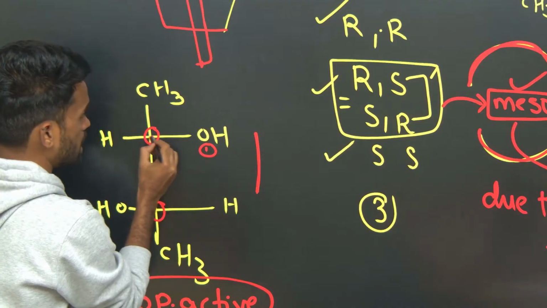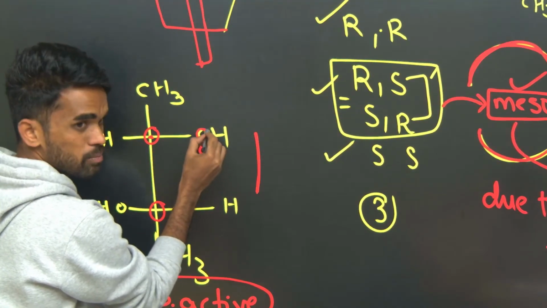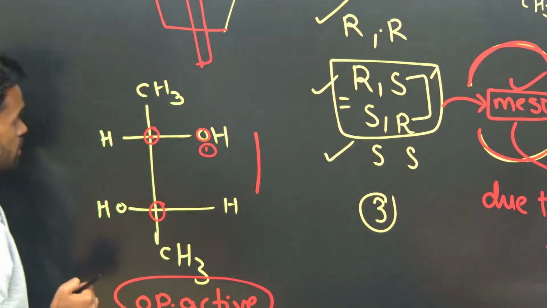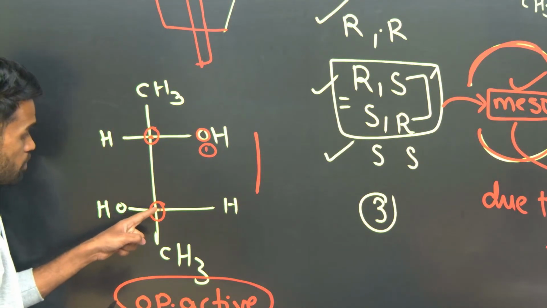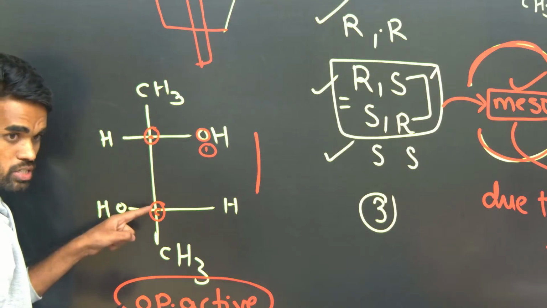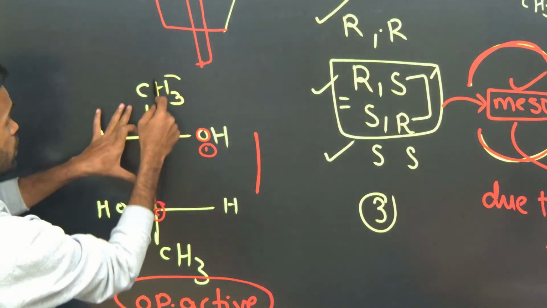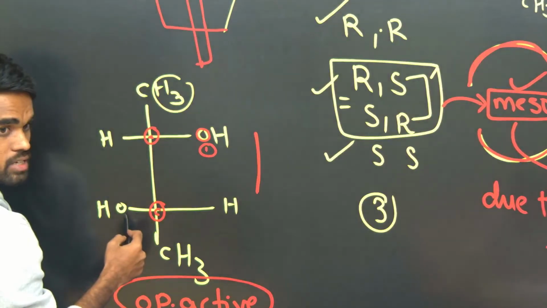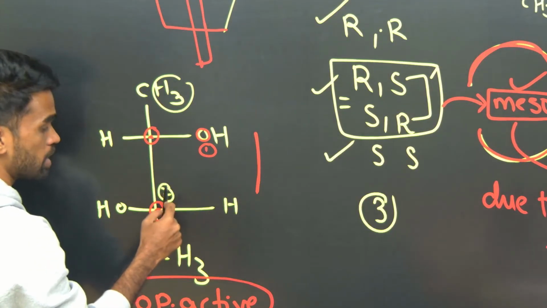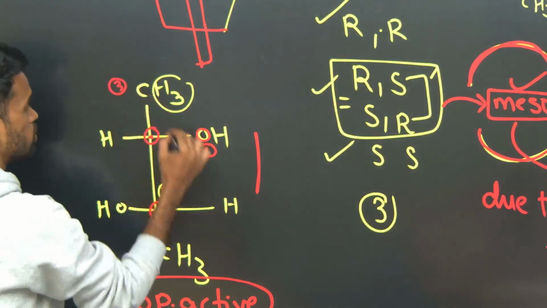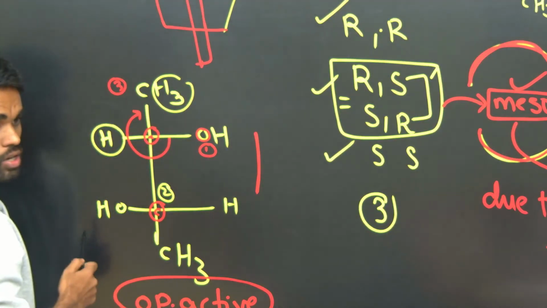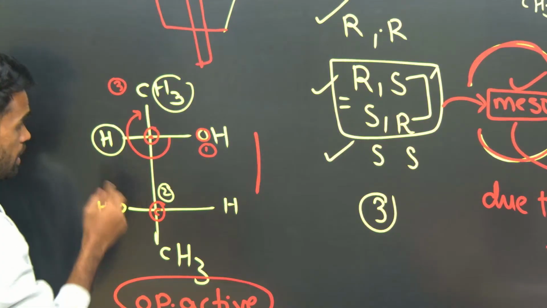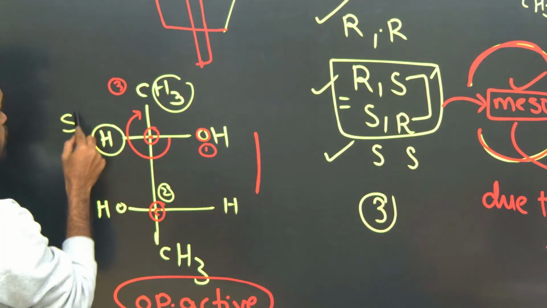The carbon directly attached to oxygen has the highest atomic number, so it is 1. After that, CH3 here, but on this side the carbon is connected to carbon and carbon, after that hydrogens only, but here oxygen is there. So the second group has priority here, and the third one. So how is this rotation? Clockwise. But the least priority group is on the horizontal line now, so it will become S configuration.